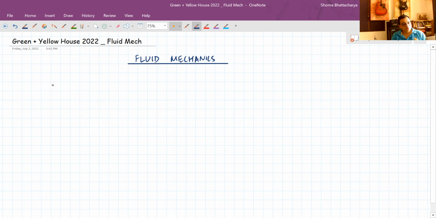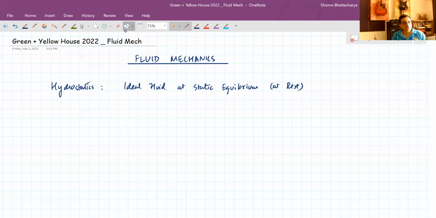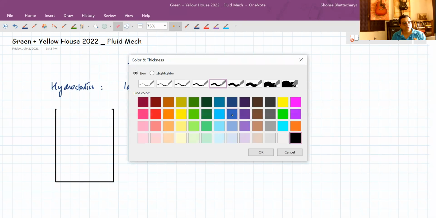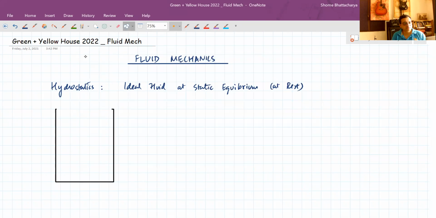Okay, so far what we have understood about hydrostatics, that is, an ideal fluid at static equilibrium, means at rest. So if it is at rest with respect to ground frame, then there is a vertical pressure gradient of minus rho g, where rho is its density and g is acceleration due to gravity, and the horizontal pressure gradient is 0.